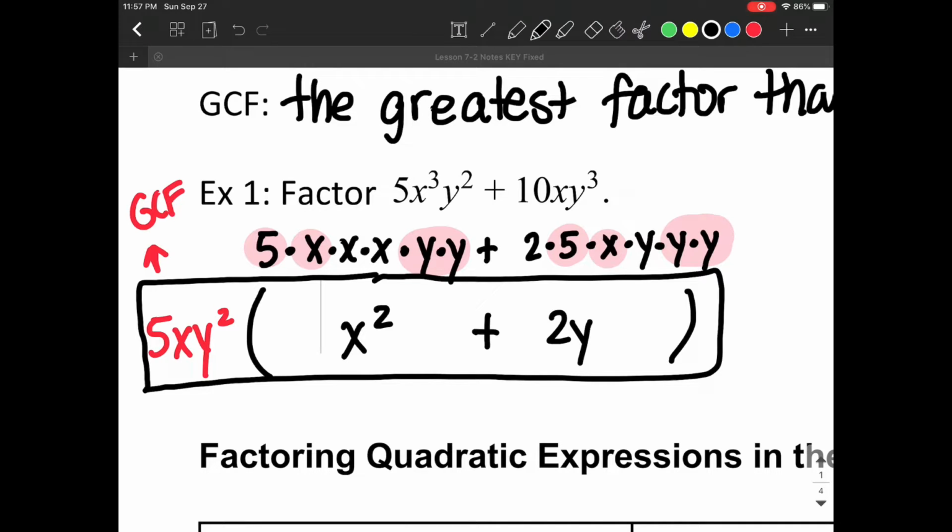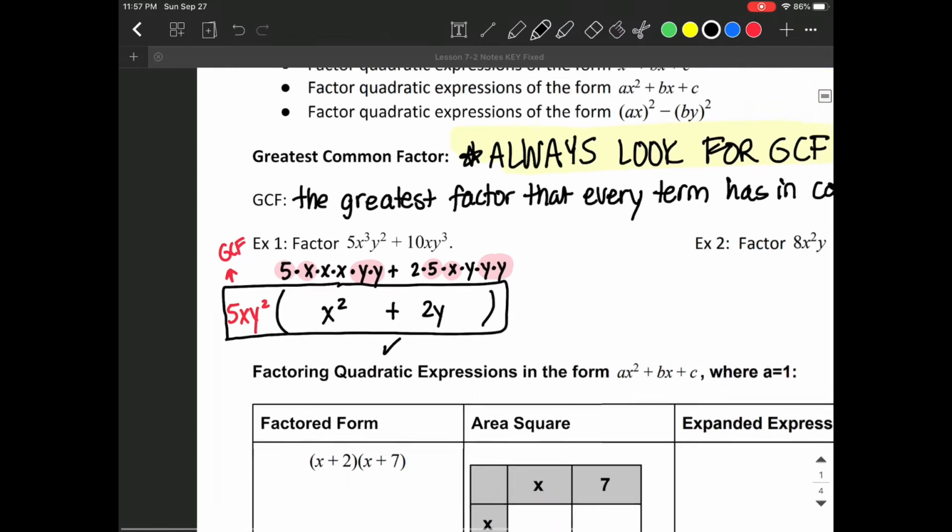X squared and 2y. Sometimes I don't take out the right thing. Sometimes I make a mistake with my GCF. But if you look inside of your parentheses and the 2 terms share nothing in common, you did it right. X squared and 2y don't have any factors in common, so we did it right.